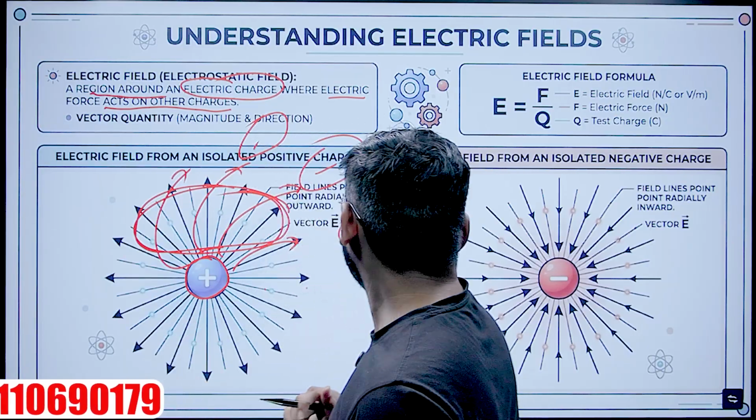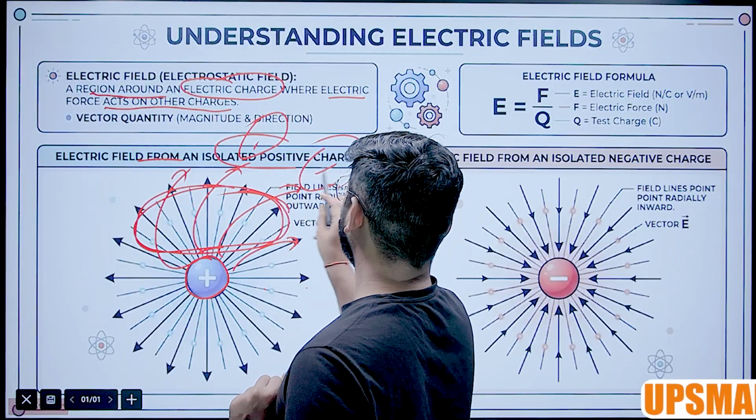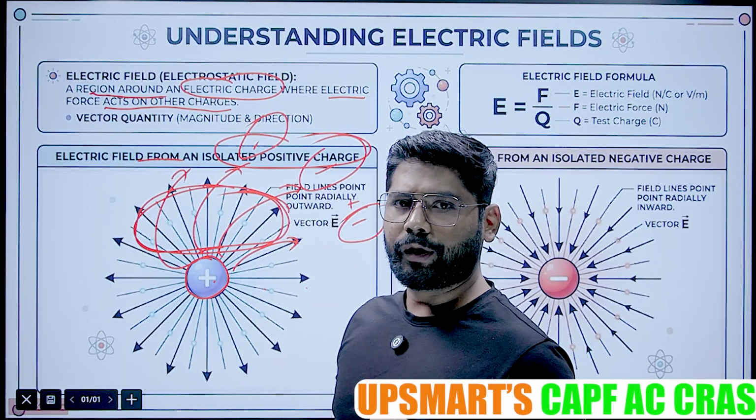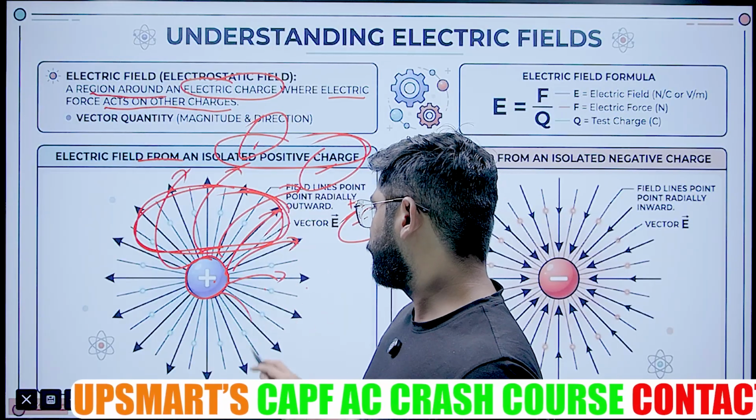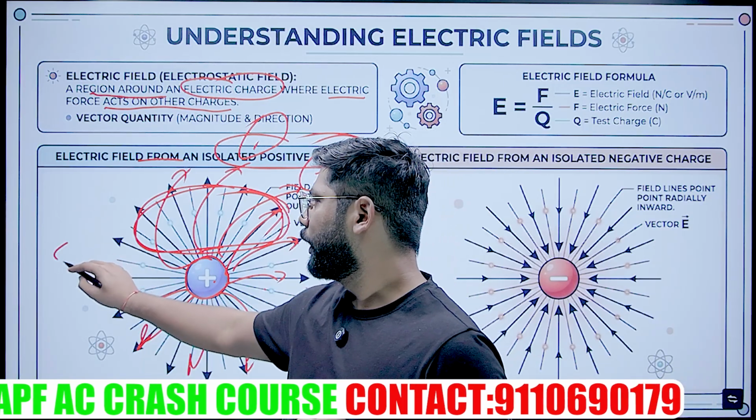First is the electric field from an isolated positive charge. An isolated positive charge means it is not connected with any other charge, it is totally isolated. So what will happen? The field will be outward here, going towards infinity.